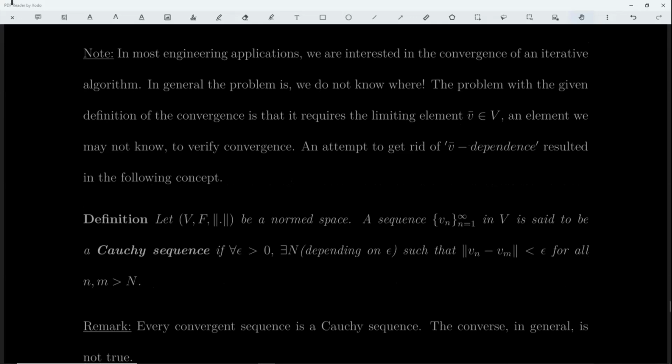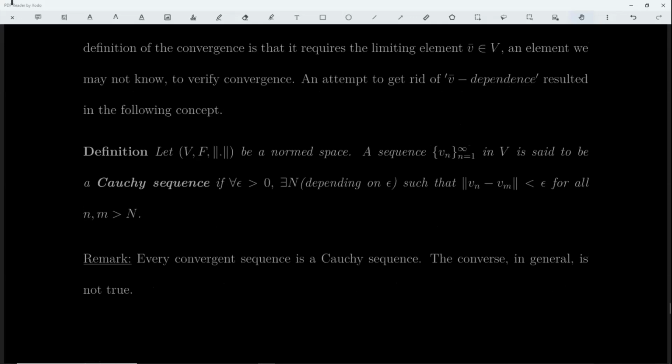So let me show that. The next definition is the definition of a Cauchy sequence, and it's defined on normed vector spaces with V, F, and proper norm definitions. A sequence Vn in that vector space is said to be Cauchy if for all epsilon you can find an N, well defined on epsilon, such that the norm of Vn minus Vm is less than epsilon for all n and m greater than N.